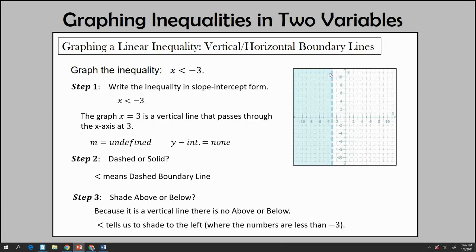So here's our graph. We knew that x equals -3 is a vertical line that goes through the x-axis at -3. It's dashed because of the less than symbol. And we're going to shade to the left, because think of the x-axis just as an x number line. The numbers to the left of -3 are all the ones that are less than -3. So here's my graph. Okay. The fact that we get a vertical or horizontal boundary line cuts out a little bit of work here, and we still finish it the same way.